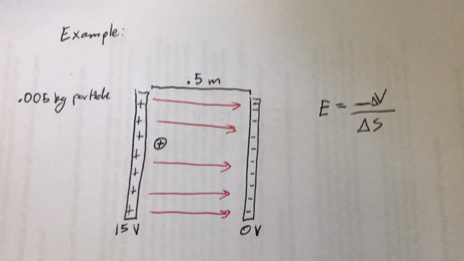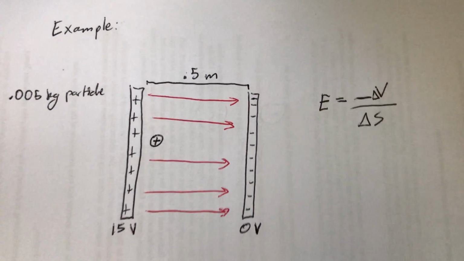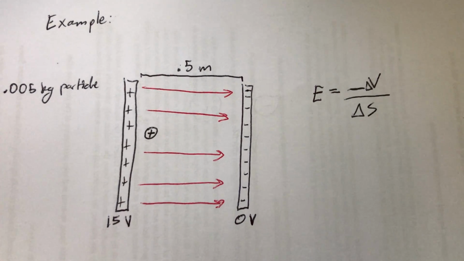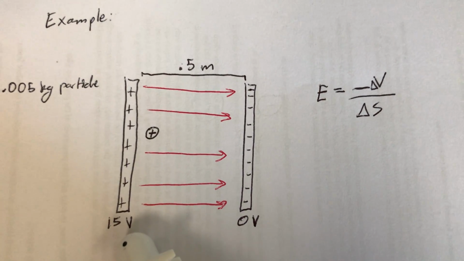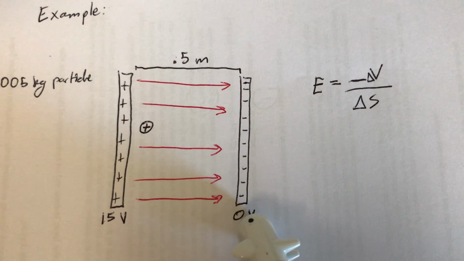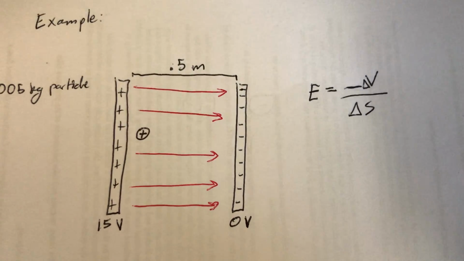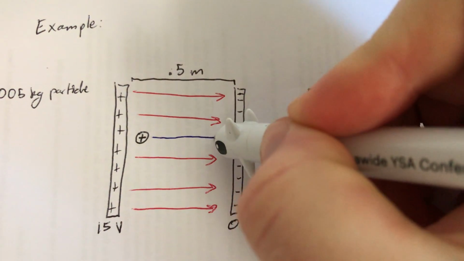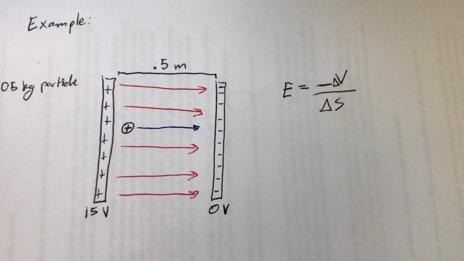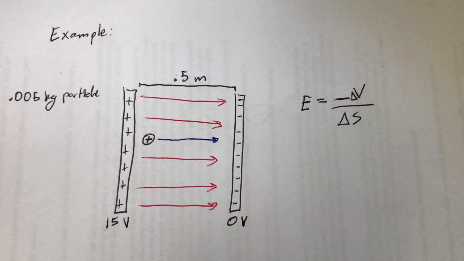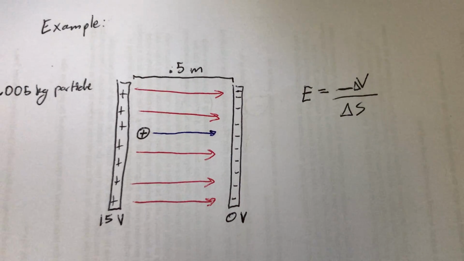So here we have a 0.005 kilogram particle that's positively charged inside a uniform electric field created by these two plates. The positive plate has a 15 volt charge, and this one has a 0 volt. So this field here is going to move the positive particle as if it was rolling down a slope towards the negative plate. So using our equation here of E equals negative delta V over delta S, we can calculate the energy to be 30.